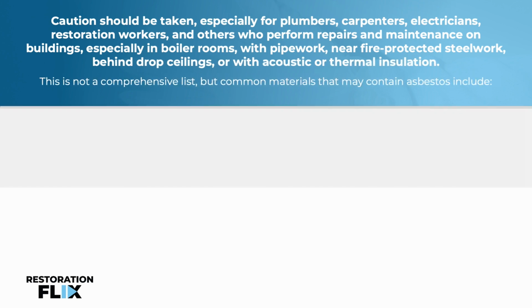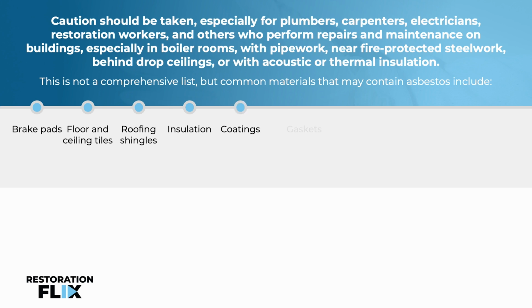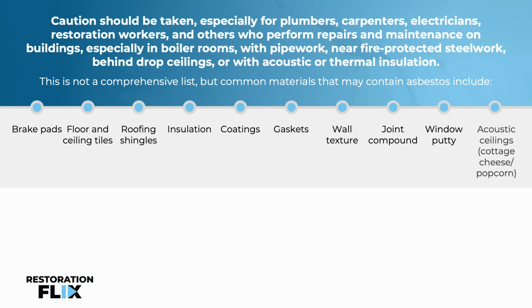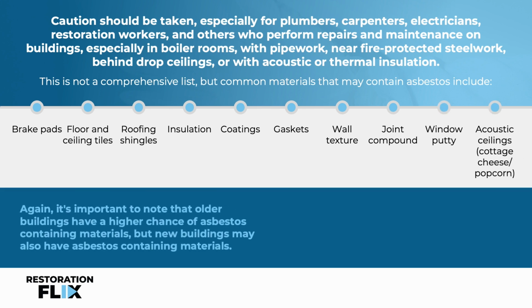This is not a comprehensive list, but common materials that may contain asbestos include brake pads, floor and ceiling tiles, roofing shingles, insulation, coatings, gaskets, wall texture, joint compound, window putty, and acoustic ceilings, which are often called popcorn or cottage cheese ceilings. Again, it's important to note that older buildings have a higher chance of asbestos-containing materials, but new buildings may also have asbestos-containing materials.